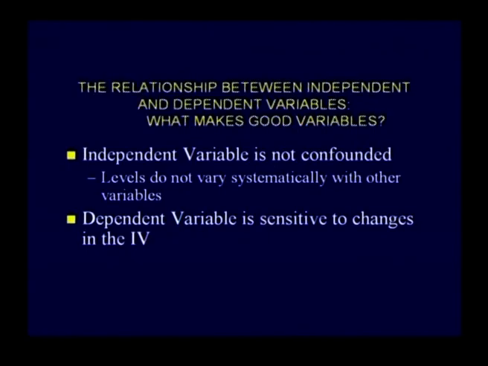Dependent variable should be sensitive to changes in the independent variable. So we should have a pair of dependent and independent variable in such a way that the dependent variable should be sensitive to changes in the independent variable. If dependent variable doesn't change to any change in the independent variable, it means that probably there is no relationship between the two variables. Well, that could be a finding in itself, but whenever we are selecting dependent and independent variable, we should keep these things in mind.